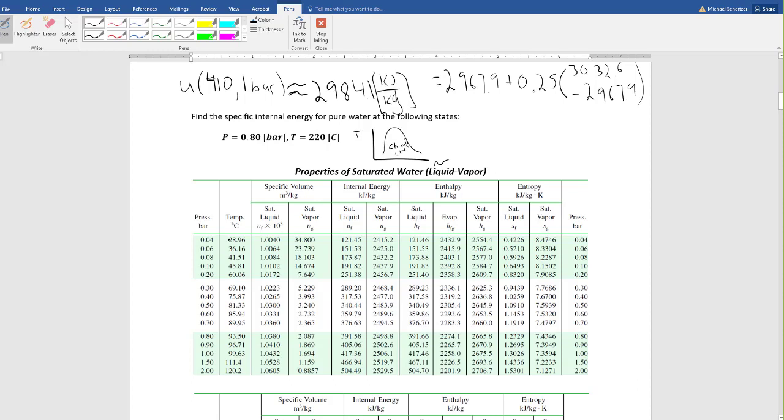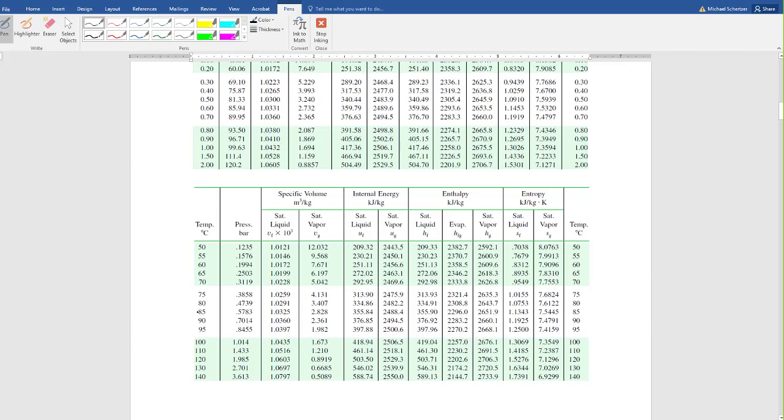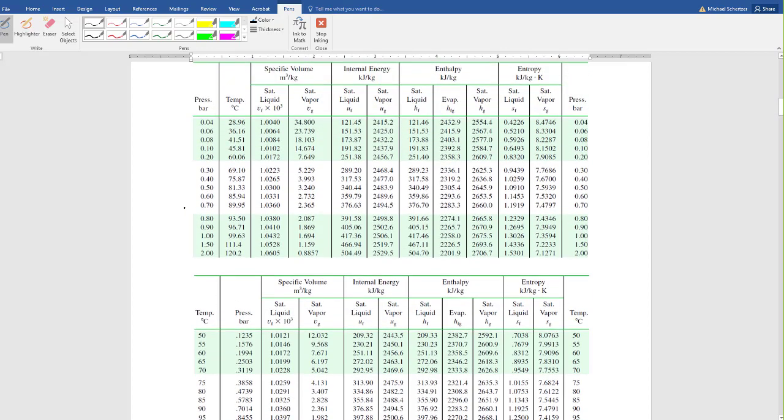So does it work under the vapor dome? Here, if I go under the vapor dome, this is my pressure in bars. This is table A, I never remember if this is A2 or A3. One of them has pressure on the left-hand side, and one of them has temperature on the left-hand side. So this is basically saying, if my pressure was 0.8 bar, then my boiling temperature is 93.5 degrees Celsius.